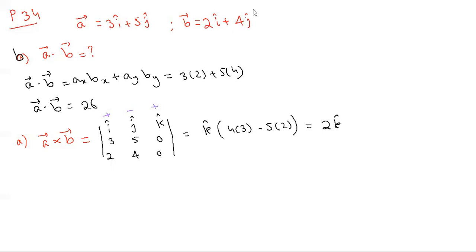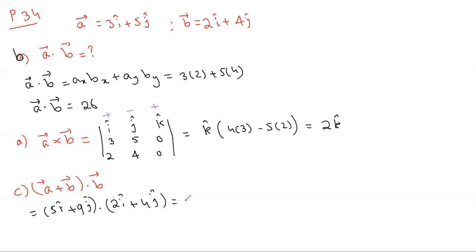Okay. So next we have part C. So in part C, first we have to find A plus B, then dotted with vector B. So I'm not gonna do this. You just have to add the two vectors, and by adding two vectors, we'll get 5i plus 9j dot 2i plus 4j, and the answer will be 46, whatever the unit is.